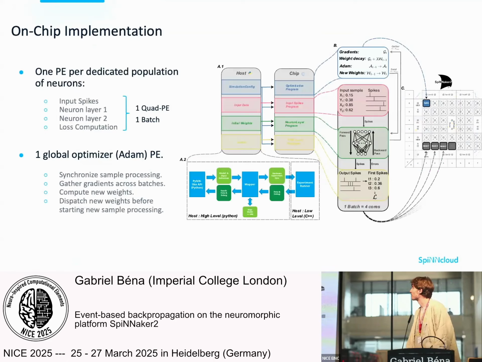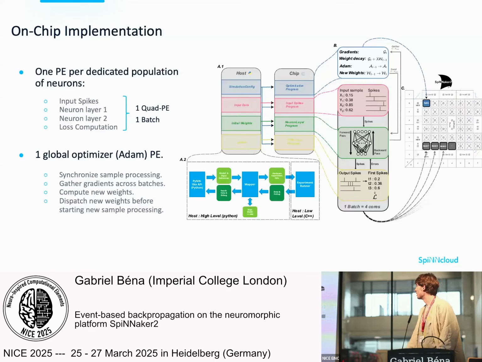This I'm going to spend a bit more time on, right? So how did we actually implement this on chip? Our general EventProp training is composed of 4 programs, right? You can see the input spikes. They're going to input some data into the network. We've got 2 neuronal layers, and they're going to process the forward and backward pass. And then we also have a separate loss computation program.